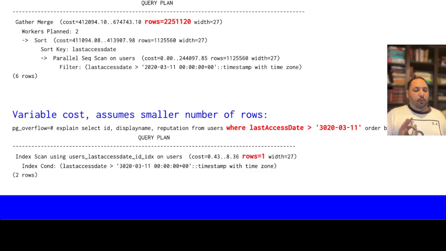So, again, looking at the plans for these, I'm comparing the 2020 plan versus our 3020 plan. Over 2 million rows it expects to get back with the 2020 plan, right? That's the last access greater than March 11th of 2020. 1 row is expected to get back, right? In the variable cost, it says, hey, it's going to be 1 row. I might be off by some number, but even if I'm off, probably that's going to work out, right?